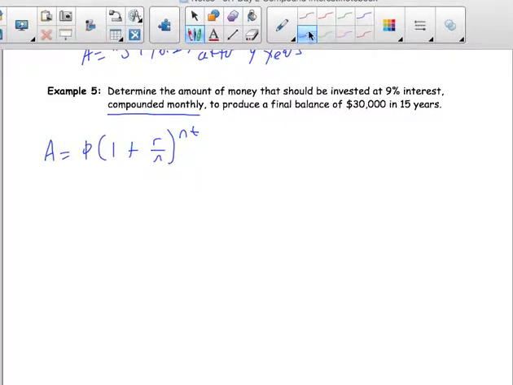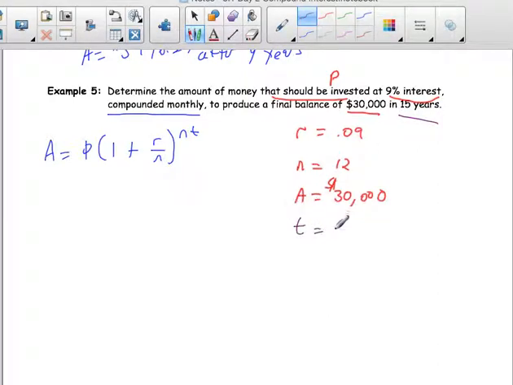So let's identify the data that we have in this problem. So we want to know the amount of money. That's the amount of money that should be invested. So we want to find P at 9% interest compounded monthly. So that means R is equal to 0.09. Remember, you always have to express the interest rate as a decimal. Compounded monthly. If something's compounded monthly, that means it's compounded 12 times per year. So N is 12. To produce a final balance of $30,000, that means A is equal to 30,000. And it says in 15 years right here. So that means that T is going to be 15.